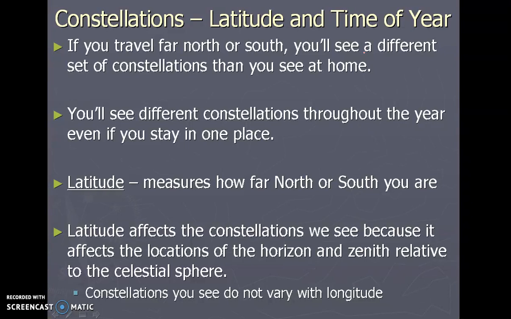For example, where I'm from, Philadelphia, is about the same latitude as we are here in Denver. So even though Philadelphia is much further east, you can see the same constellations there that you would be able to see here because they're at the same latitude.